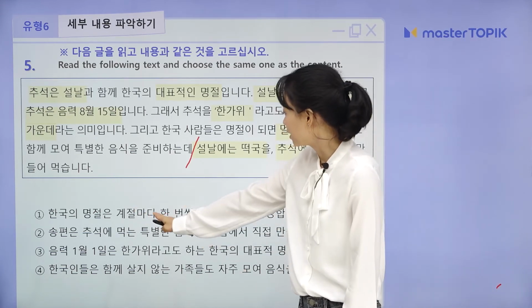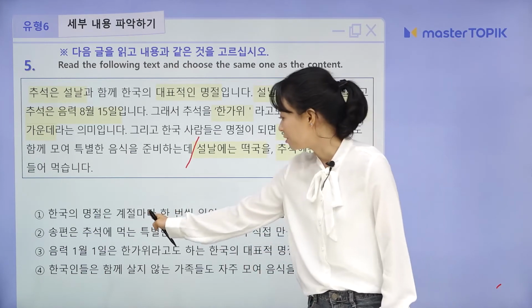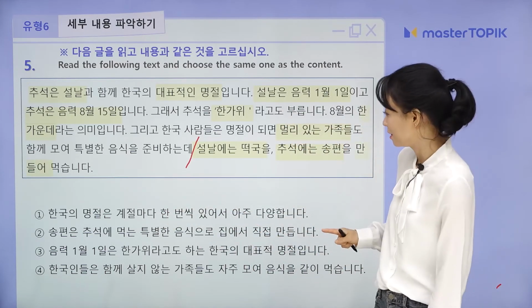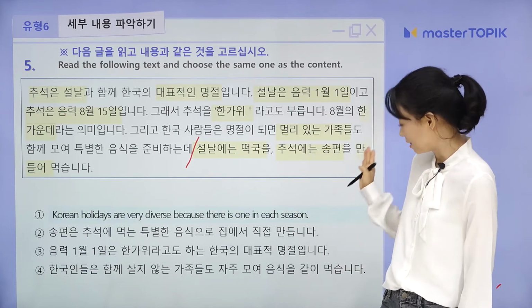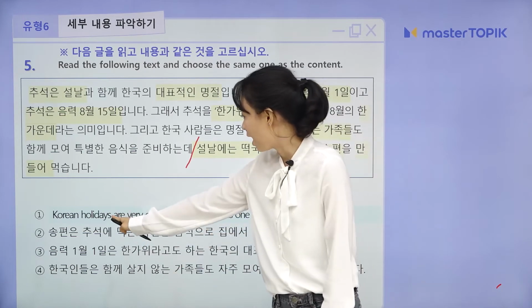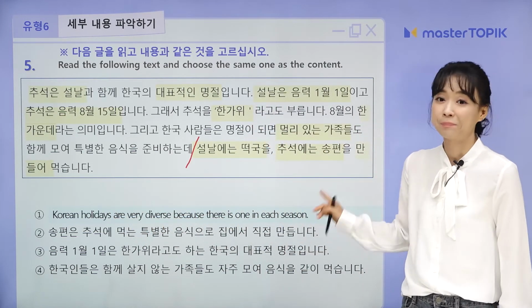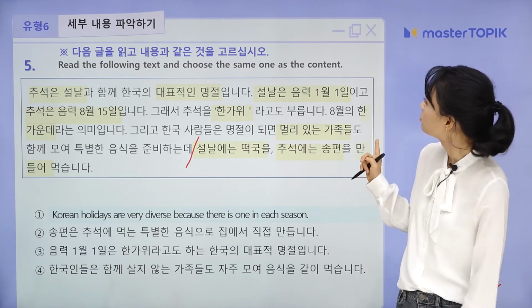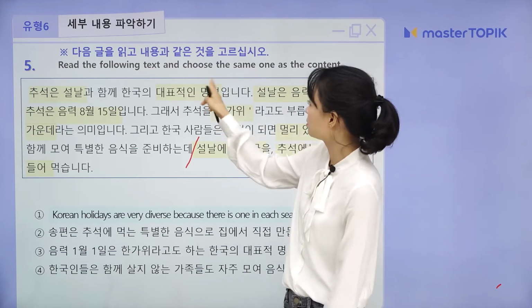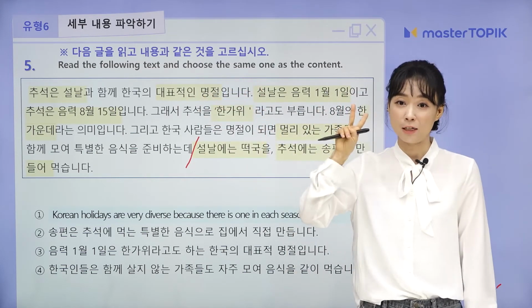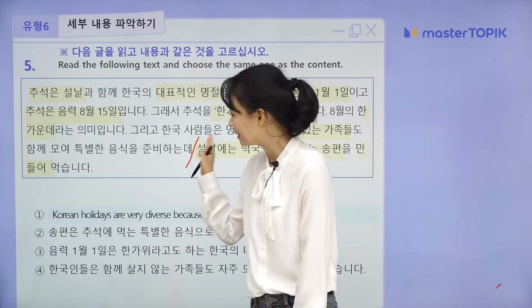한국의 명절은 계절마다 한 번씩 있어서 아주 다양합니다. 계절마다 한 번씩, once in every season. So, Korean holidays are very diverse because there is one in each season. Is it true? No, they talk about only two holidays, 설날 and 추석. So, it's not the answer.